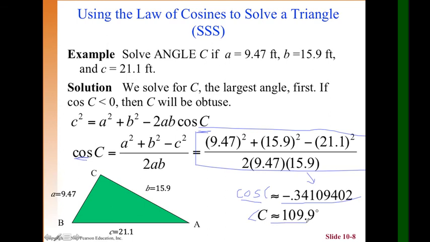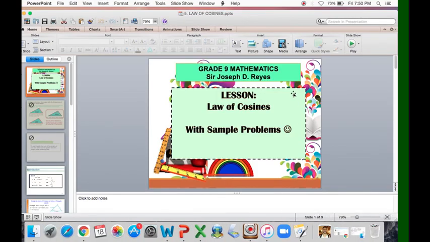Can you follow? Okay. So that's all about the law of cosines with sample problems. With that, thank you very much for your listening.